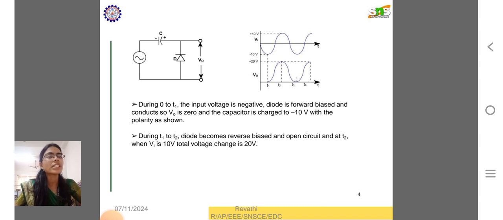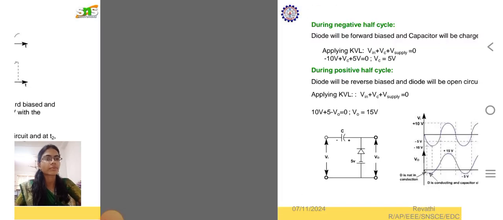During 0 to T1, the input voltage is negative, the diode is forward biased and conducts, so V0 is 0 and the capacitor is charged to minus 10 volt with the polarity as shown. During T1 to T2, the diode becomes reverse biased and open circuit, and at T2 when Vi is 10 volt, the total voltage change is 20 volt.